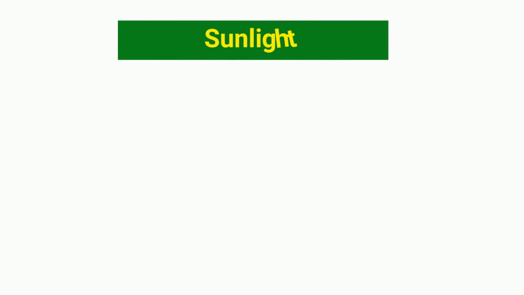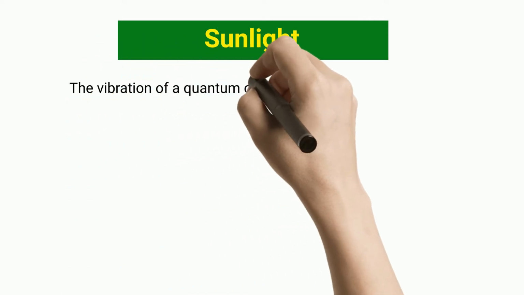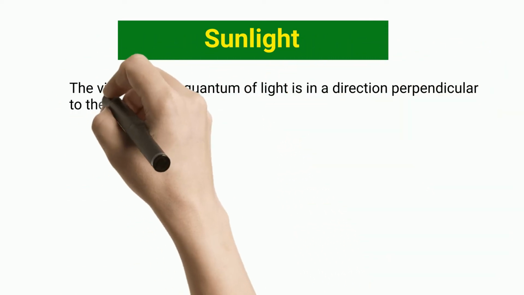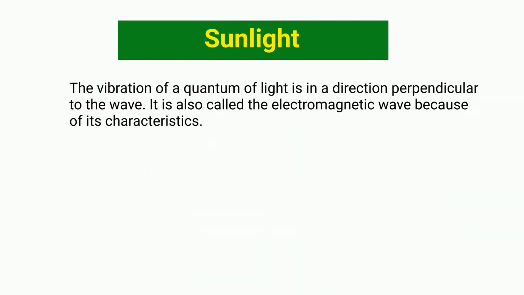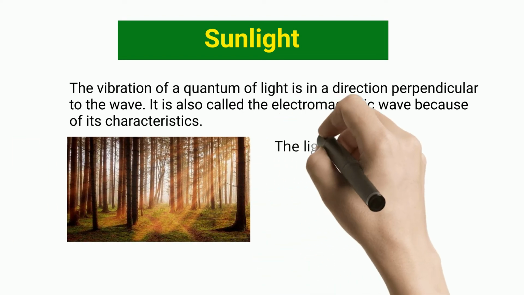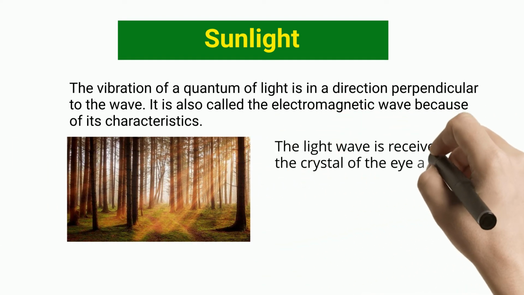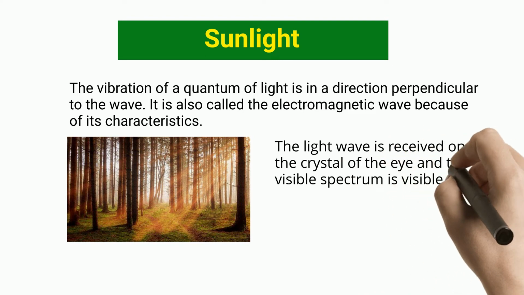Sunlight. The vibration of a quantum of light is in a direction perpendicular to the wave. It is also called the electromagnetic wave because of its characteristics. The light wave is received on the crystalline lens of the eye, and the visible spectrum is visible to the human eyes.